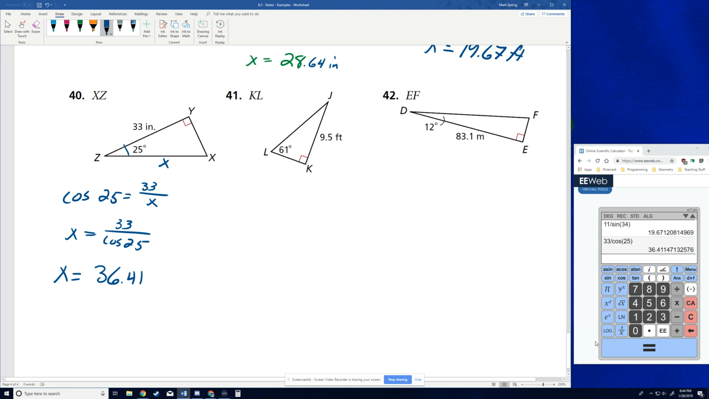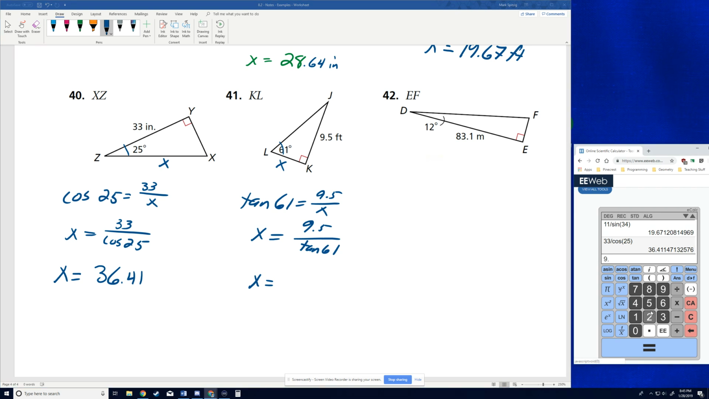Awesome. All right, so KL is right here. Here's our angle. It's opposite over adjacent. That's going to be tangent. So we have tan of 61 equals the opposite over the adjacent. And again, same thing. I'd multiply by x, divide by tan 61, but essentially it gets me to the same place where x equals 9.5 over tan 61. And so we get to do that on our calculator now. Tan 61.